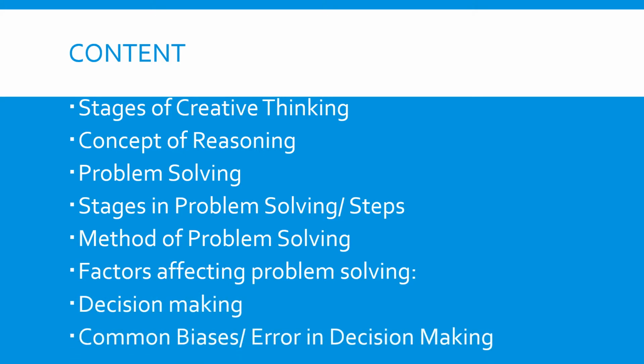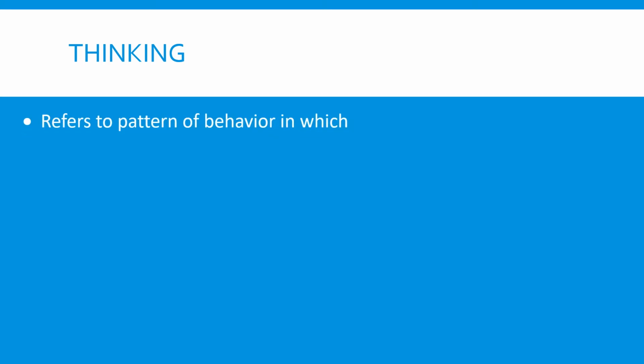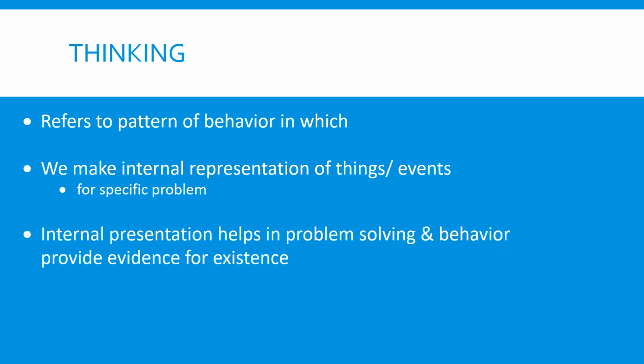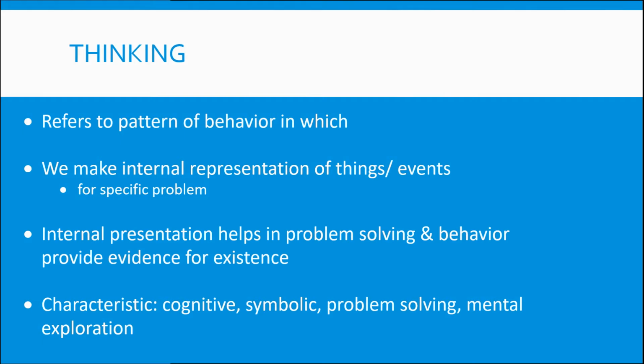in decision making. So talking about thinking, it refers to the pattern of behavior in which we make internal representations of things and events for a specific problem. Internal representation helps in problem solving, and behavior provides evidence for its existence. Its characteristics are: it is cognitive in nature, symbolic, problem solving, and mental exploration.